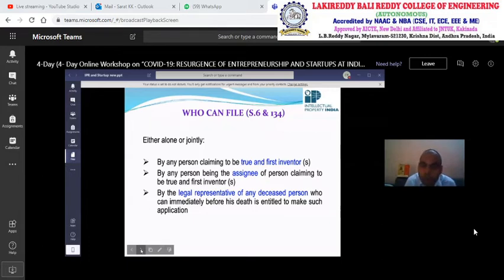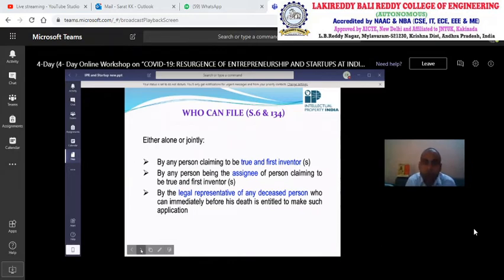And now the third person who can file is any legal representative of a deceased person. Suppose somebody is working in a laboratory, and during the process of development of a product, he dies. So what we will do, before dying, he has entitled someone, so that on behalf of that person he can file. So that legal representative can also file the patent application.